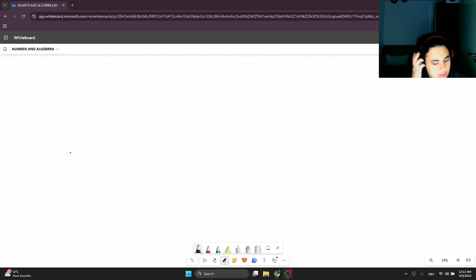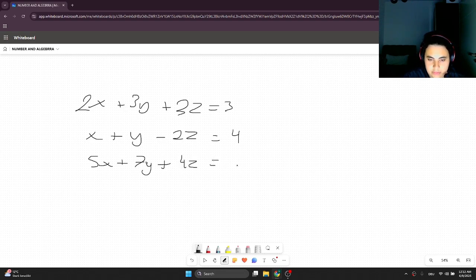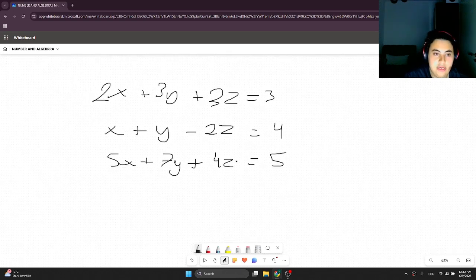Okay, so now for our second question. The system is 2x plus 3y plus 3z is equal to 3, and then x plus y minus 2z is equal to 4, and then 5x plus 7y plus 4z is equal to 5. So this is our system of simultaneous equations.